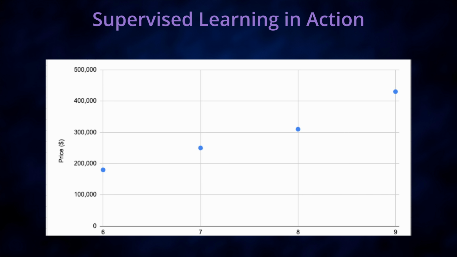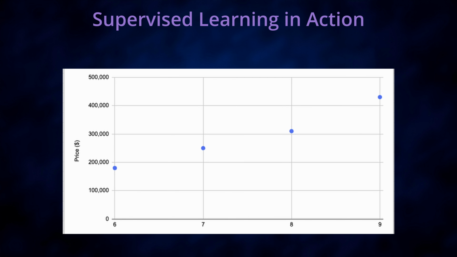The model starts with a random guess. This line is nowhere near accurate, but it will improve. The gap between each point and the line is the prediction error. Linear regression tries to shrink these gaps. With each step of training, the model adjusts the line, minimizing the error using a process called gradient descent. Think of it like rolling downhill to the lowest point. And finally, the algorithm finds the best fitting line, the one that captures the underlying trend between size and price.